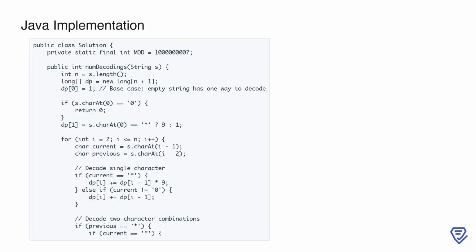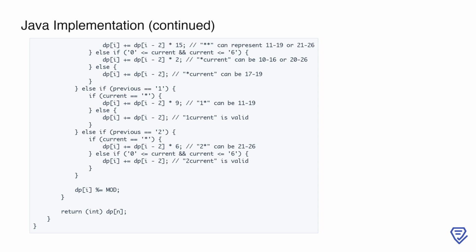If both the previous and current characters are asterisk, this combination can represent numbers from 11 to 19 or 21 to 26, giving us 15 possibilities in total. The corresponding value is added to dp[i]. Additionally, if the previous character is asterisk and the current character is a number between 0 and 6, this pair can represent either 10 to 16 or 20 to 26, resulting in two valid combinations. For other digits, such as 7 to 9, the combination can only represent numbers 17 to 19, so we add dp[i-2] to dp[i].